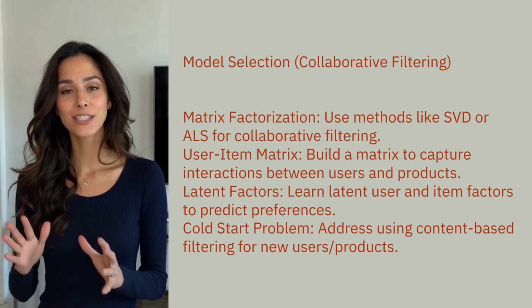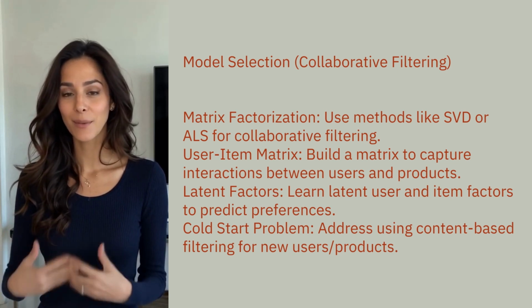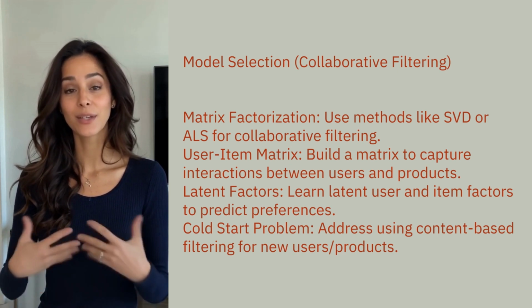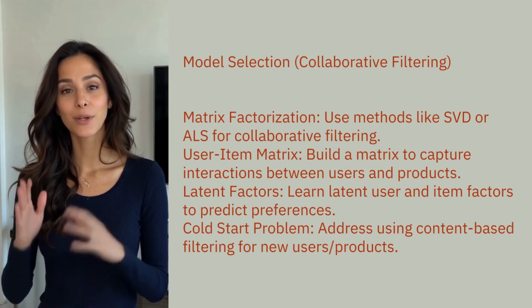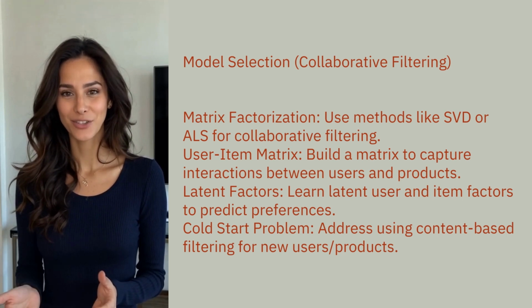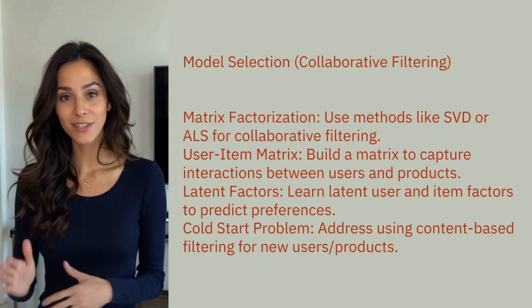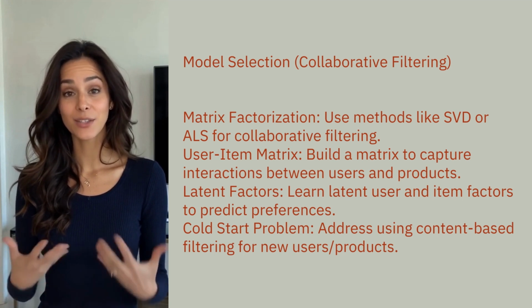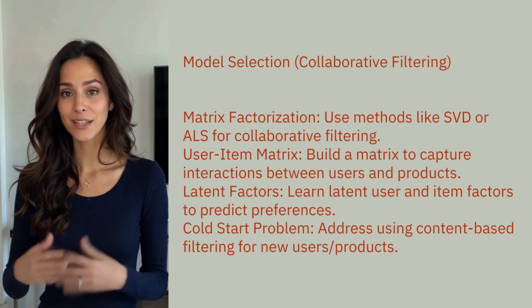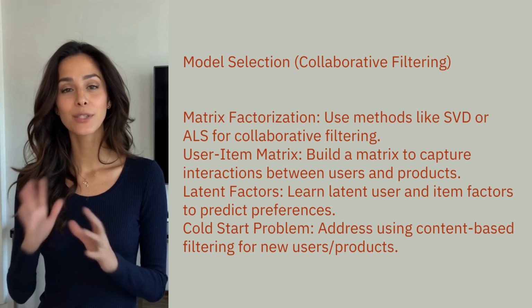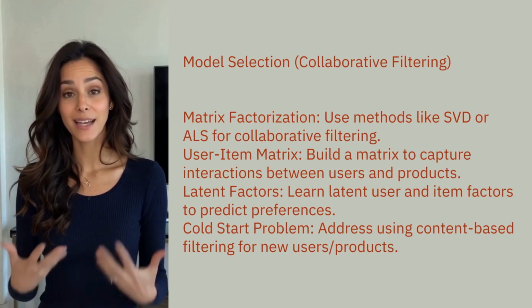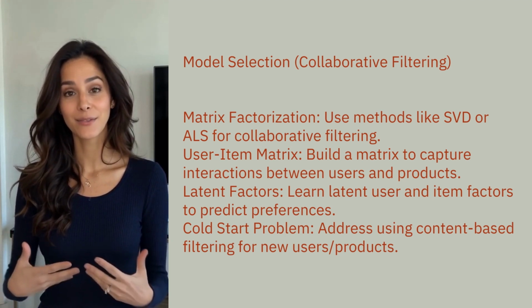For recommendation systems, collaborative filtering is a popular approach where the system makes predictions based on historical interactions. One of the most common techniques used here is matrix factorization, such as SVD or ALS. In matrix factorization, a user-item interaction matrix is decomposed into latent factors that represent users and products. These latent factors capture hidden preferences or characteristics that help the model predict interactions.